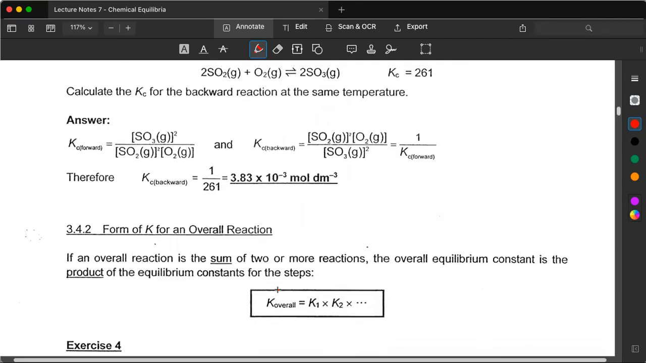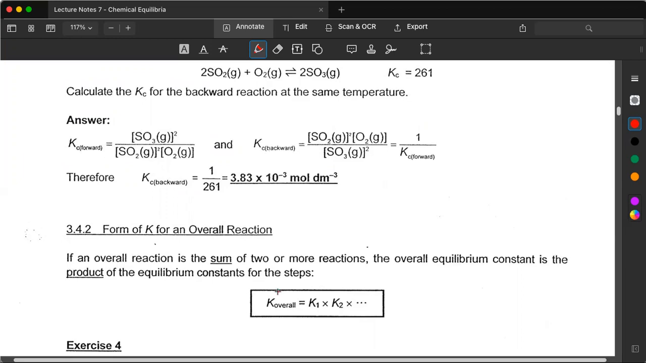Now, the form of K. If the overall reaction is a sum of two or more reactions, there is an overall equilibrium constant, which is the product of the constants for the steps. So let's say there are more than one step, two steps, three steps, four steps. The overall equilibrium constant is just the product of the individual K. So that's to let you know.